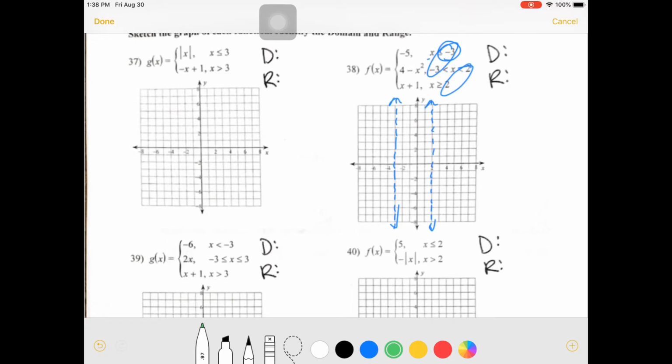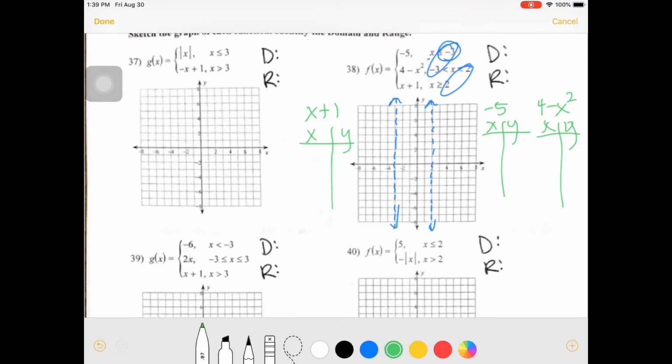And then I'm going to make as many charts as I have equations. So I'm going to have 3 different charts here, one for -5, and remember you either color code this or label it above. It doesn't matter, that's up to you. One for my middle one, and then I'll do my last one over here, x plus 1.